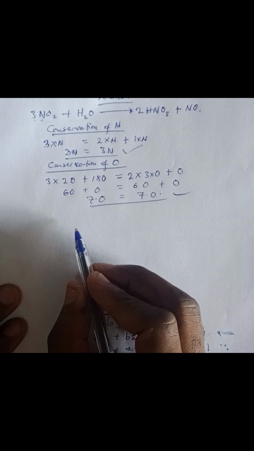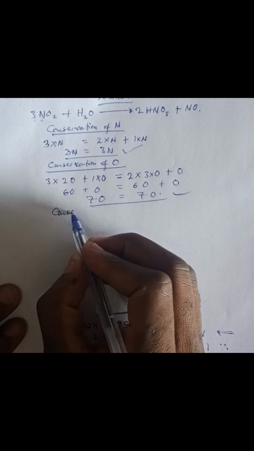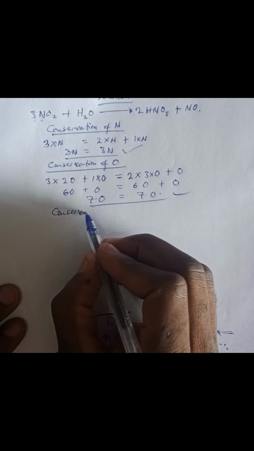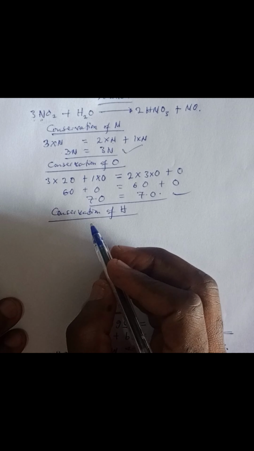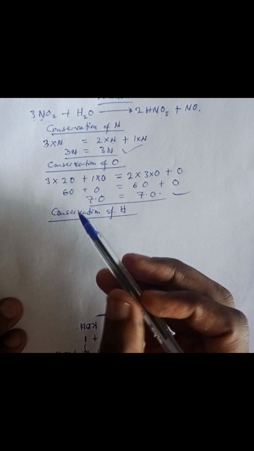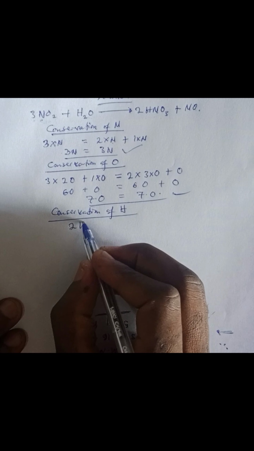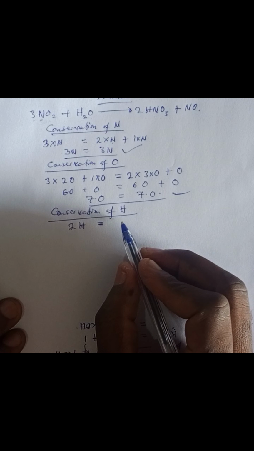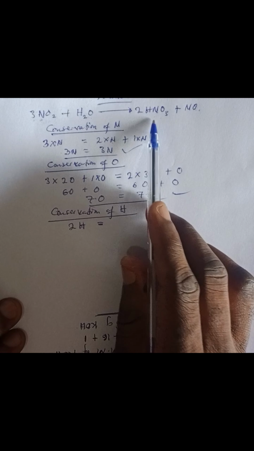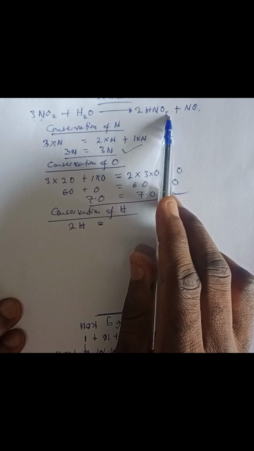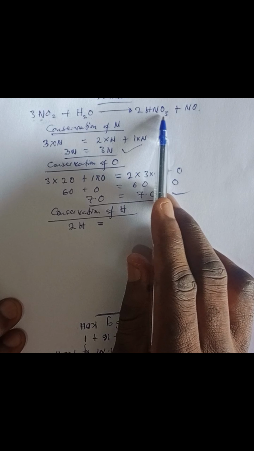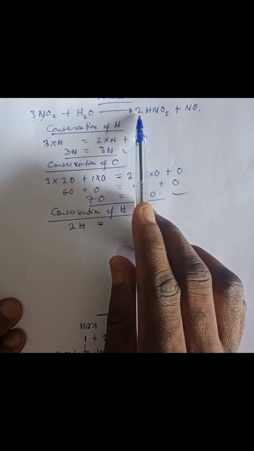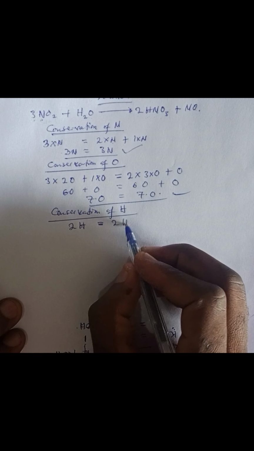And lastly, let's check whether hydrogen is conserved. Conservation of hydrogen. Hydrogen appears only in H2O, and that means this will be 2H, 2 atoms are there. At the other side, it appears in HNO3, and there is 1 atom in HNO3. That atom is being multiplied by 2, which is 2H.